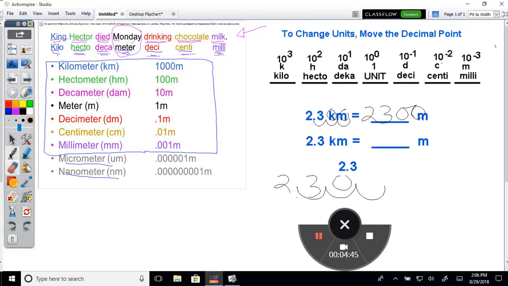Oh, I can't erase it. Oh well, here we go again. 1, 2, 3. So up here, since we're starting with 2.3, we're going to go 1, 2, 3. Again, we started with kilo. 1, 2, 3. So let's move the decimal 3 spaces to the right. 1, 2, 3. So we have zeros. 2, 3, 0, 0, because 1, 2, 3 ends with a decimal point. Okay?